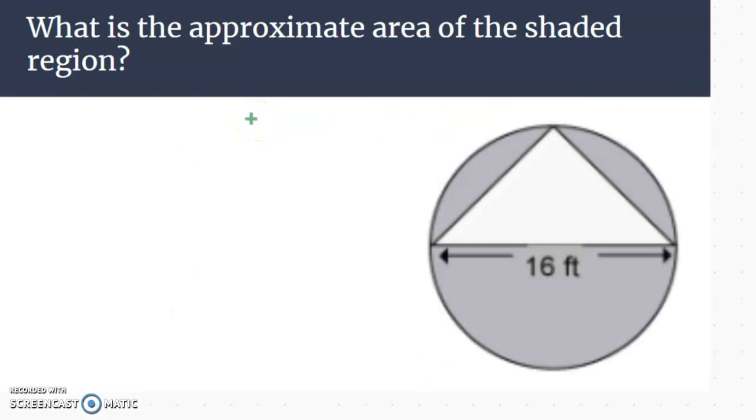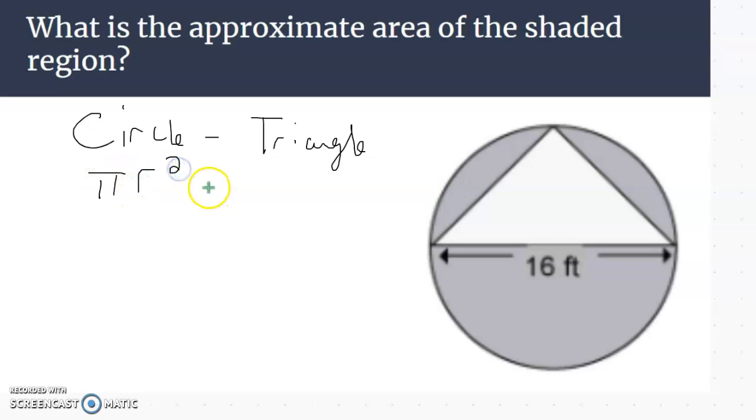This time it's finding what's the approximate area of the shaded region. The shaded region we can see here is the inside of the circle, but we're going to subtract away a triangle. We'll first find the area of a circle, and then we will take away that of a triangle. The formula for the area of a circle is pi r squared. The triangle, just like the other example, 1/2 base times height.